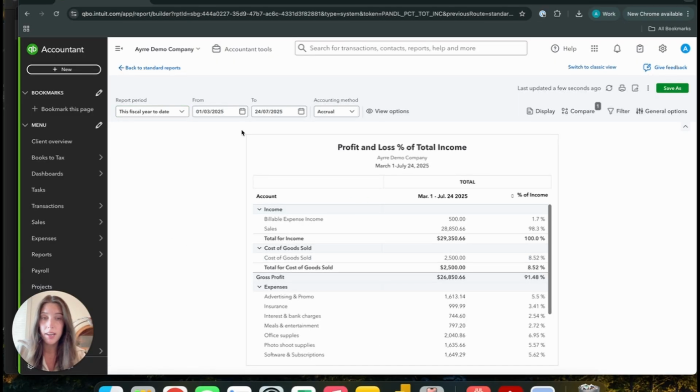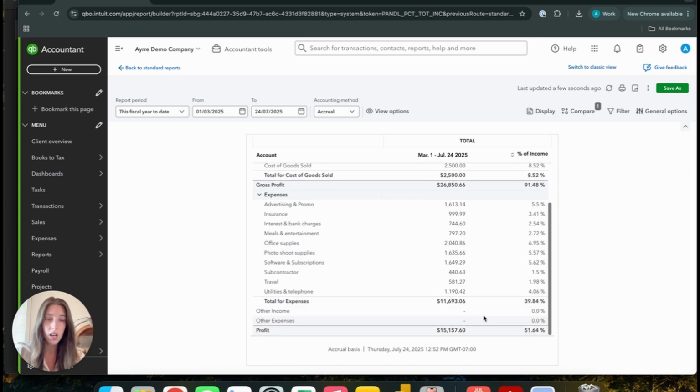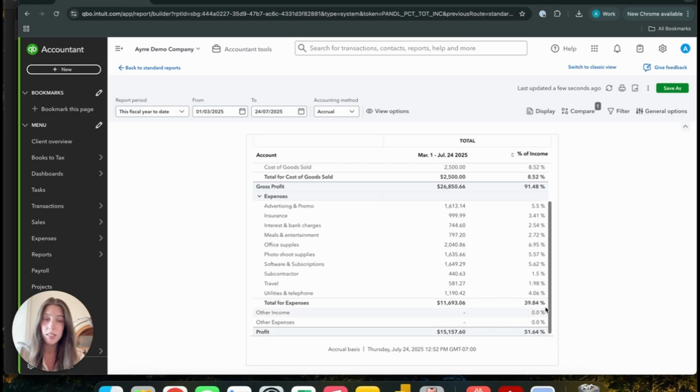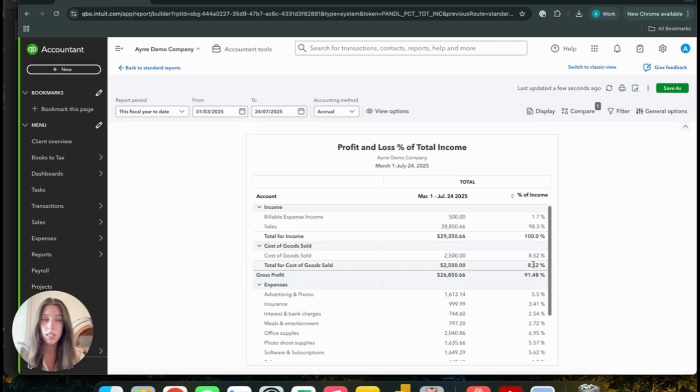So this date range right now is March 1st to July 24th, but you could filter on just a single month or an entire year. And you can see the percentage of total income. So it looks like there's a profit margin of just over 51%. Overhead expenses are 39% of income, and you can see the breakdown here. And cost of goods sold is only 8.5%.